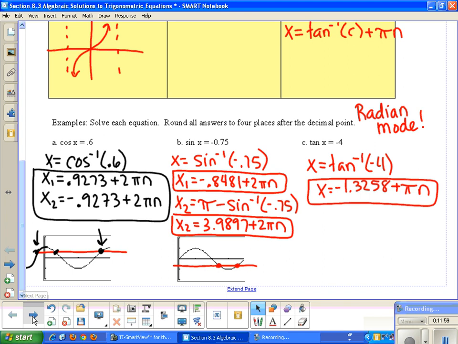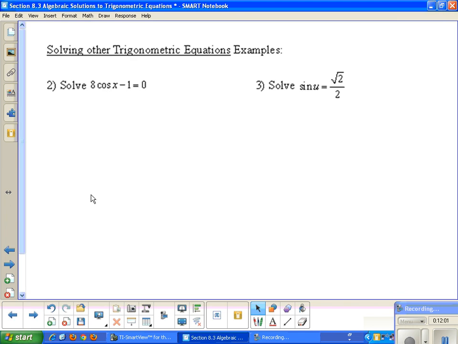So we're just going to do a bunch of these. For the first part, it says solving other trig equations examples. So we're going to solve 8 times the cosine of x minus 1 equals 0. In order to solve this equation, we're going to use some algebra. So I'm going to solve for the cosine of x. If I add the 1 and divide by 8, I get the cosine of x is equal to 1/8.